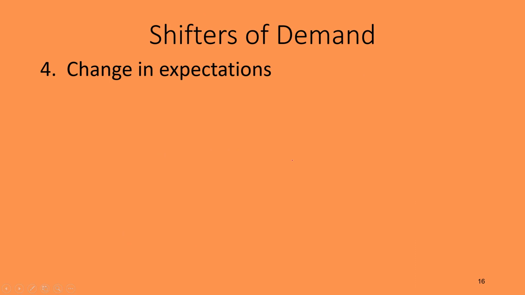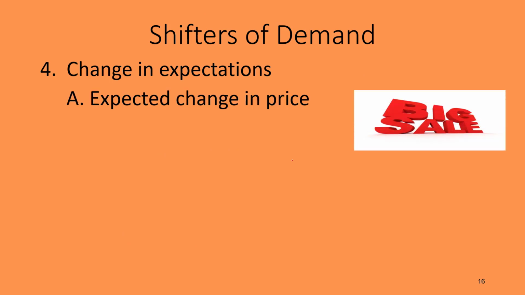Moving on to our fourth shifter of demand, that is a change in expectations. So the first expectation we're going to talk about is an expected change in price. And again, this can be confusing for students because I told you when it's the current price of the good itself that's changing, that is a change in quantity demanded or a movement along the curve, not a change in demand or a shift of the curve.